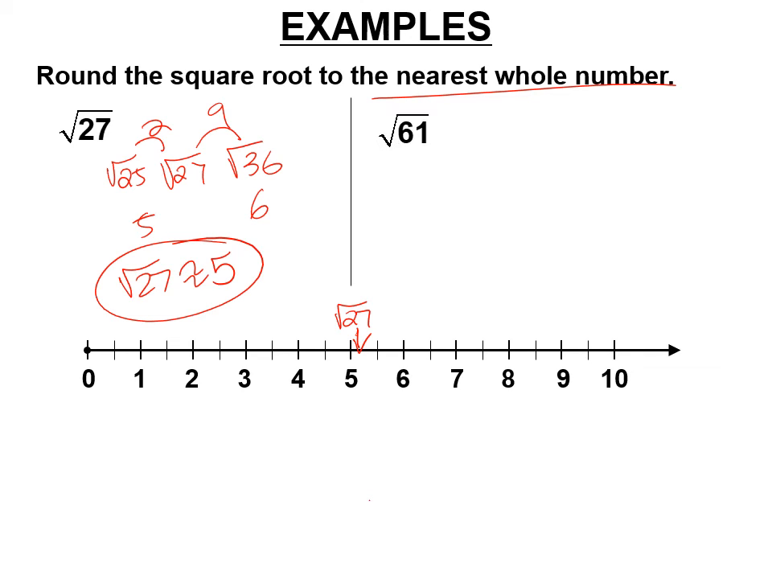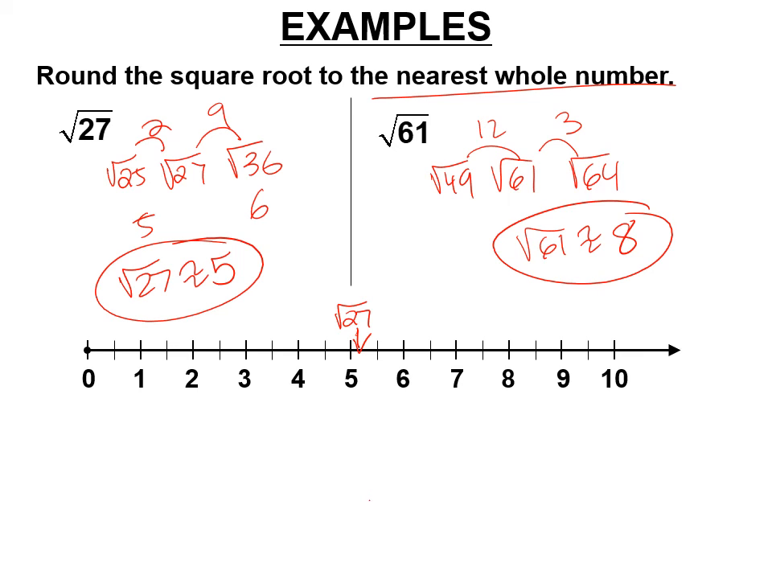Square root of 61. So for the square root of 61, 64 is right above it. 49 is below it. So this is 3 away. This is what, 12 away. All right, so it's much closer to 64. So the square root of 61 is approximately 8, right?